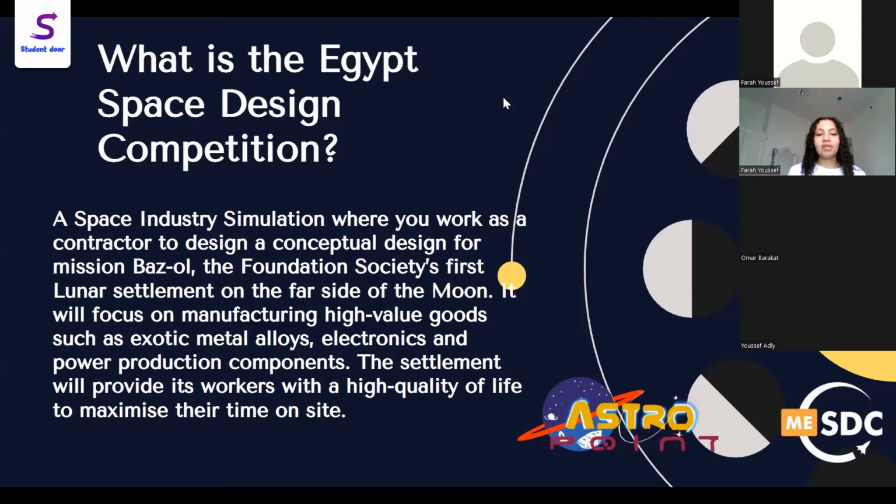But that's the hypothetical industrial simulation of it. And the purpose of this space settlement is to focus on manufacturing high-value goods, such as exotic metal alloys, electronics, and power production components.